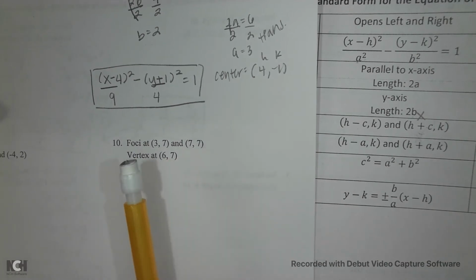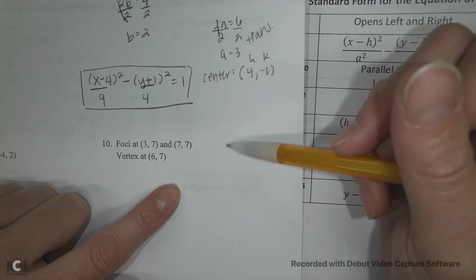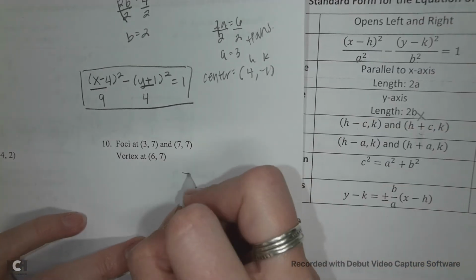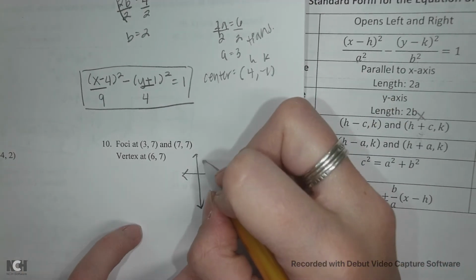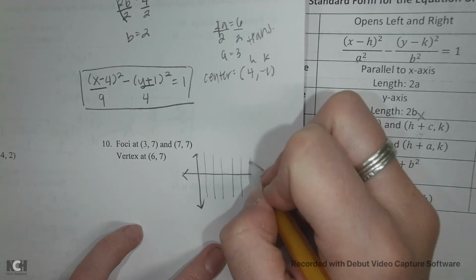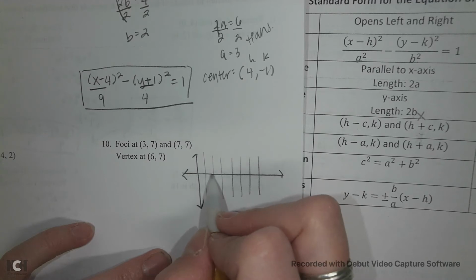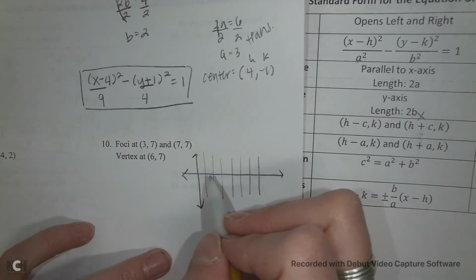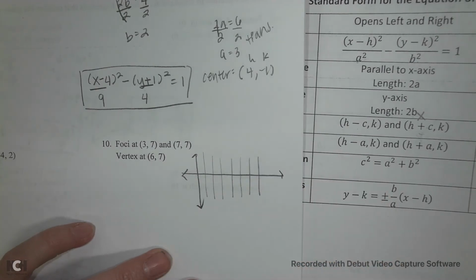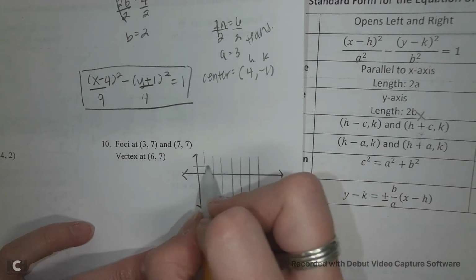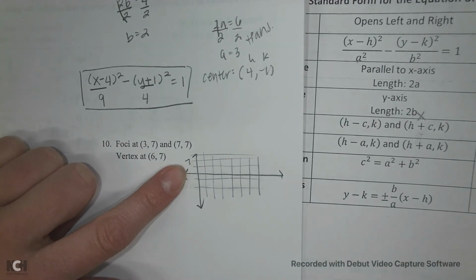I gave you the focus, and I only gave you one vertex. So we're going to figure this guy out. So we've got 3, 7, and 7, 7. So another horizontal, which I like to mix it up. Okay, 1, 2, 3, 4, 5, 6, 7. So I'm going to be a little bit more careful about this. And then it's 3, 7, 7, 7, 6, 7. Yeah, I wrote that right. And then we're going to pretend that this is 7, because that helps us out a lot.